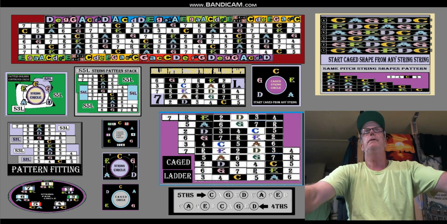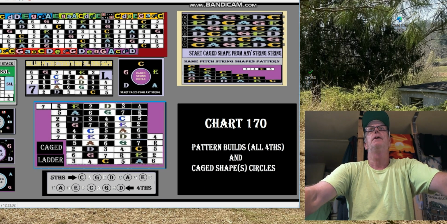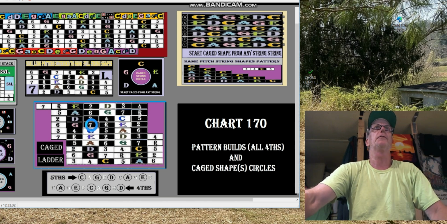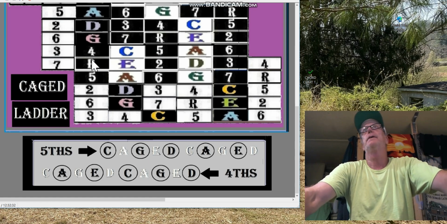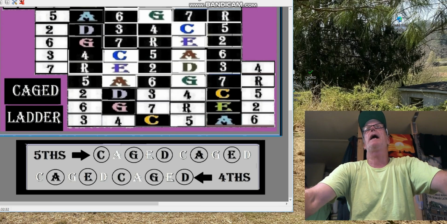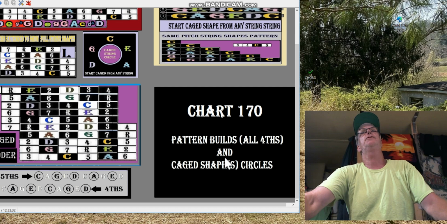We're going to be looking at a chart I made today, and it's basically a generic pattern fitting chart. So we've got pattern builds, all fourths builds. So this is all fourths. Every interval you look at between these virtual strings is a fourth. There's R going to a fourth right there, R to a fourth, you can see right there. So that's what it is, patterns, and also cage shaped circles.